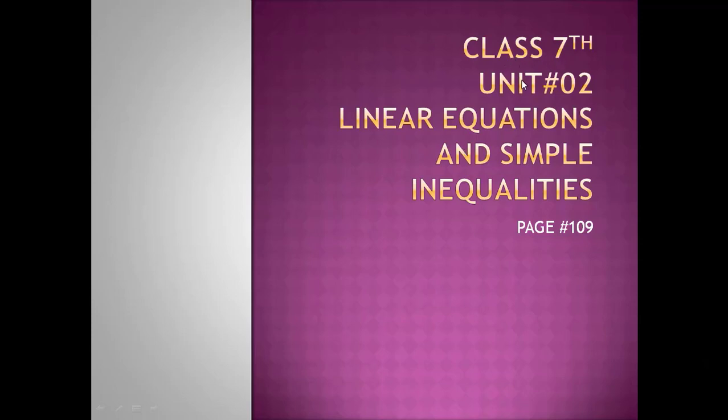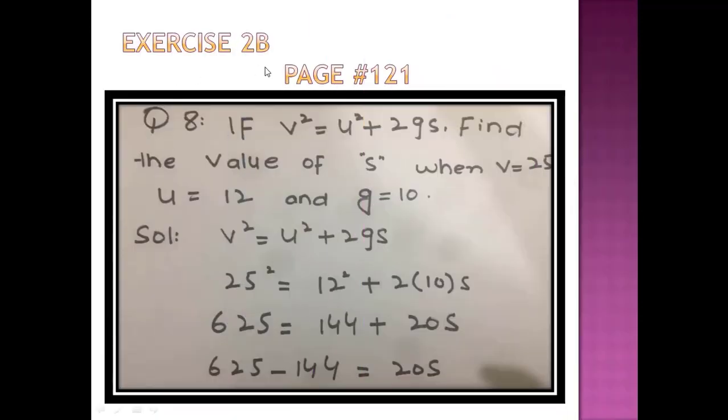Class 7th. We have the same unit, that is unit 2, linear equations and simple inequality. Exercise 2b, page number 121, question number 8. If v square is equal to u square plus 2gs, find the value of s when v is equal to 25, u is equal to 12 and g is equal to 10.